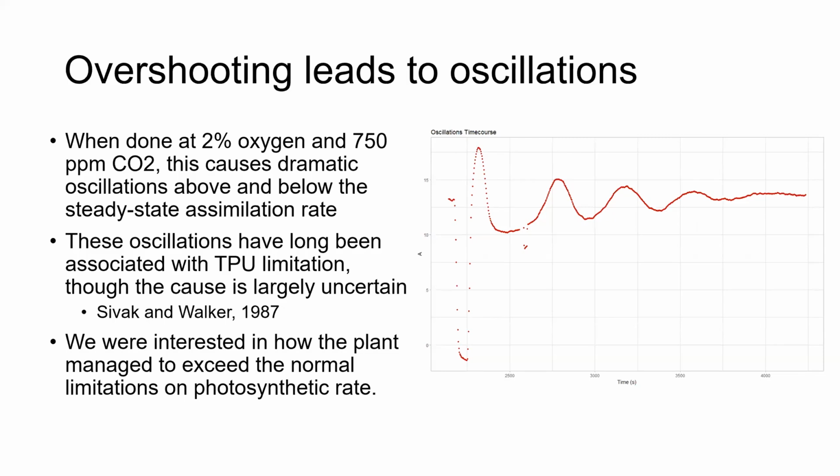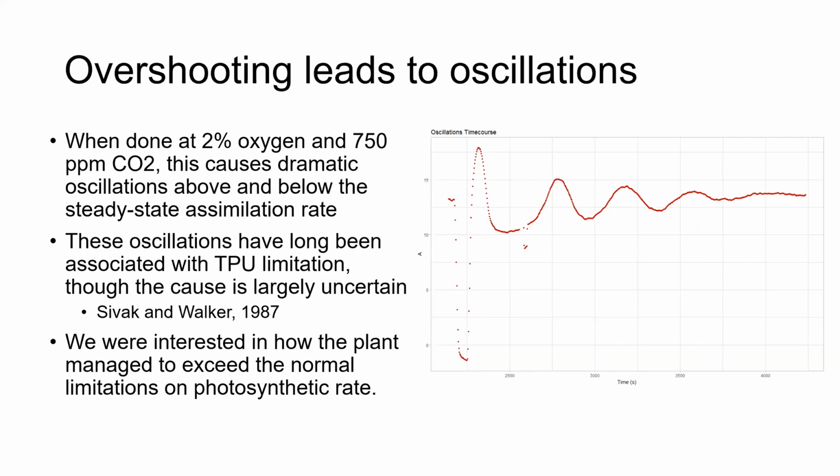When we tested these overshoots at 2% oxygen and 750 ppm CO2, we saw that it actually caused these dramatic oscillations above and below the steady state assimilation rates. These oscillations have long been associated with TPU limitation, so we thought we were on the right track and that the overshooting was due to essentially testing TPU limitation.